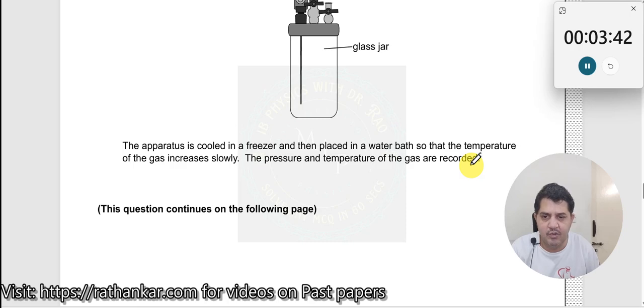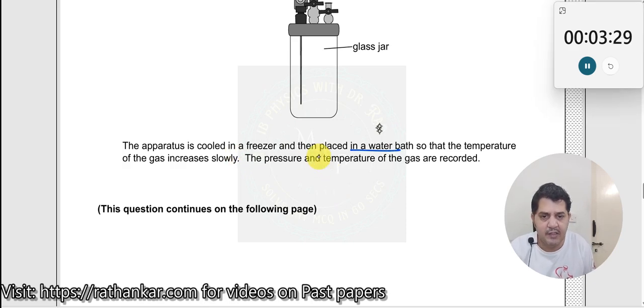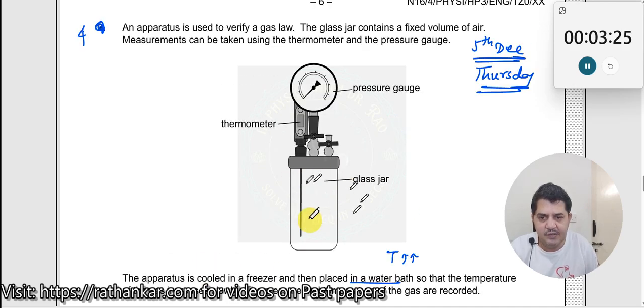The apparatus is cooled in a freezer and then placed in a water bath, so the temperature of the gas increases slowly. Okay, the pressure and temperature of the gas are recorded. So what are you going to do? It is cooled in a freezer, then placed in a water bath. What is the water bath? It increases the temperature. As you increase the temperature, you are going to find out what's happening to the pressure. The volume of the gas is not going to change.